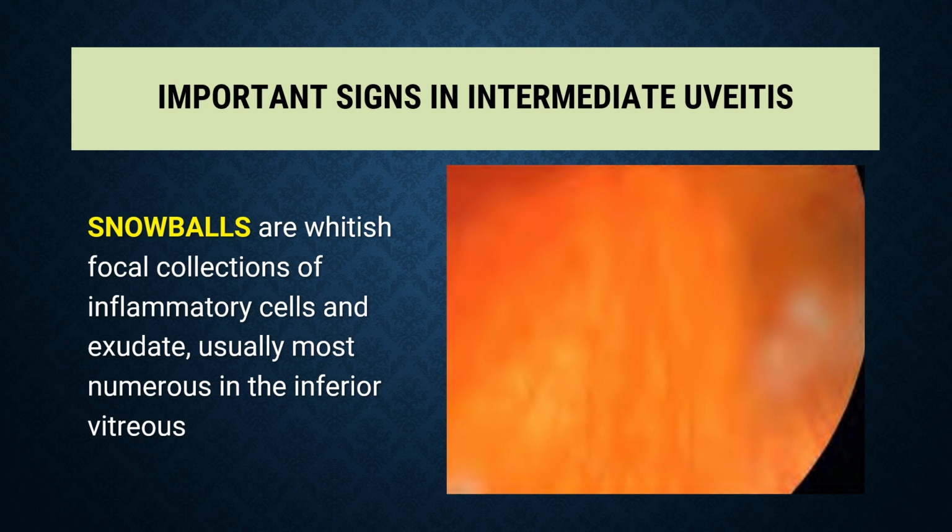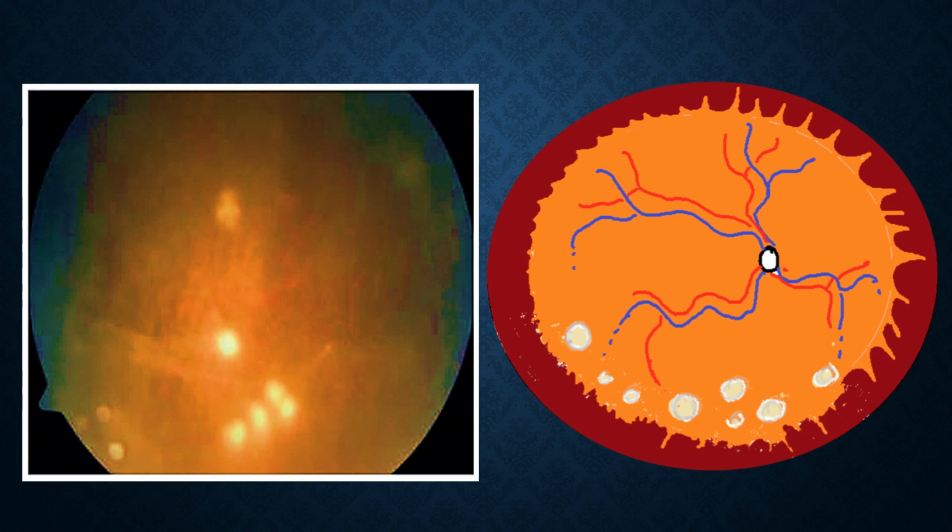Now, coming to the next important sign of intermediate uveitis, and that is the presence of snowballs. So you can see these whitish focal collections in the peripheral part of the retina. Those are nothing but focal collections of inflammatory cells and exudates, and they're usually quite numerous in the inferior part of the vitreous, right? So this focal collection of inflammatory cells and exudates, as you can again see over here, is known as the snowballs. Okay.